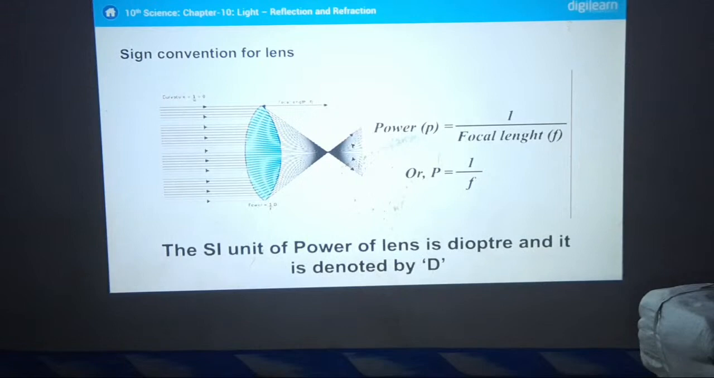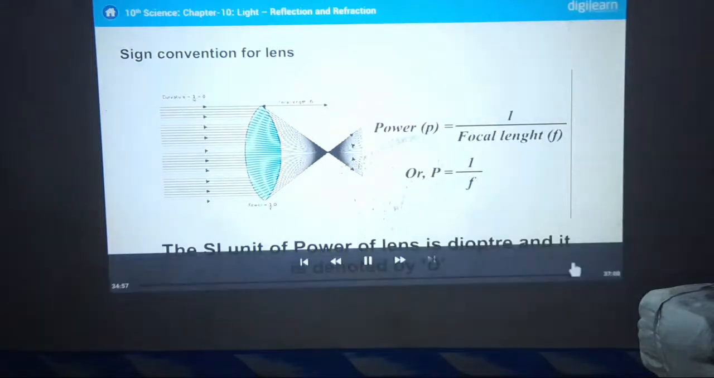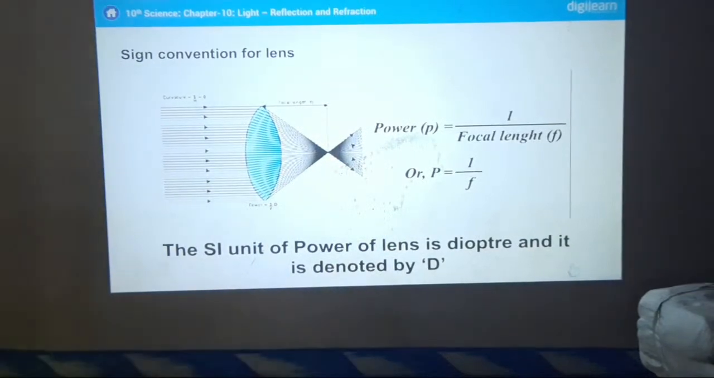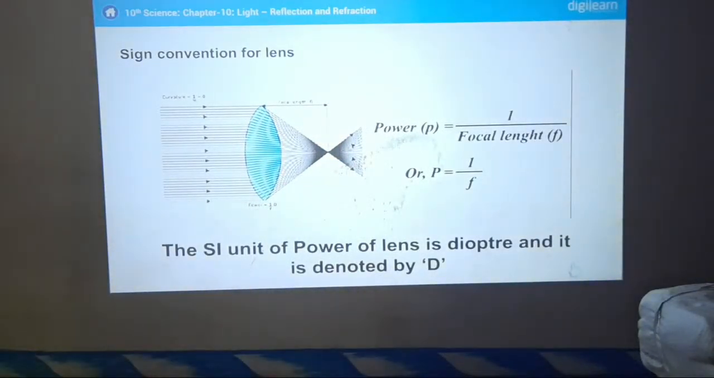The SI unit of power of a lens is the diopter, and it is denoted by D. Power of a lens is expressed in diopter when focal length is expressed in meter. Thus, a lens having 1 meter of focal length has power equal to 1 diopter. Therefore, 1 D is equal to 1 m raised to minus 1. A convex lens has positive power and a concave lens has negative power.